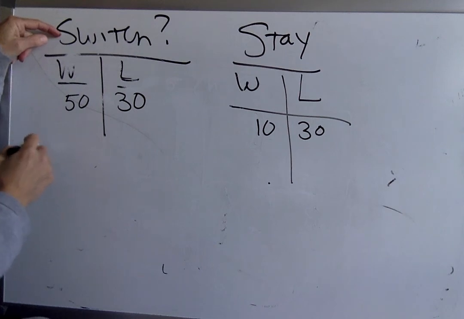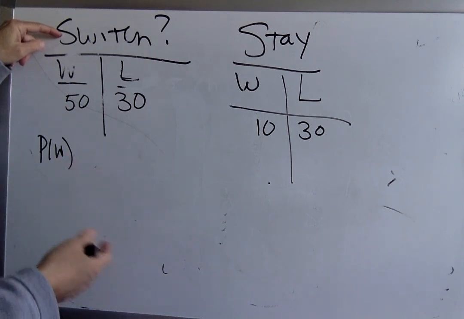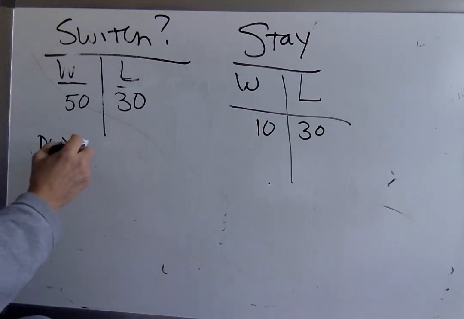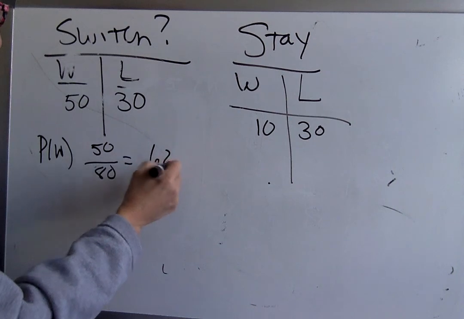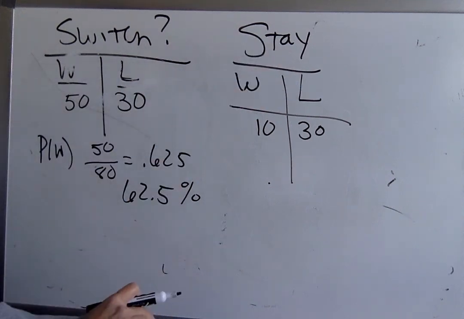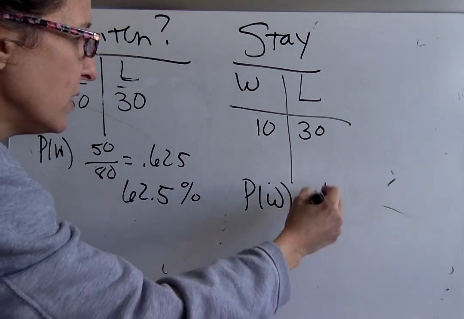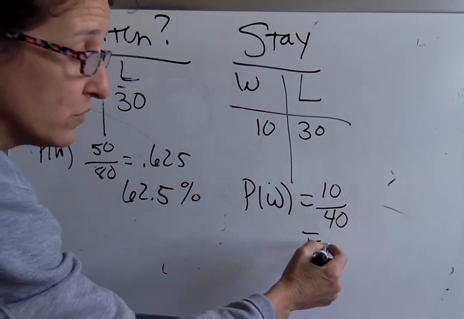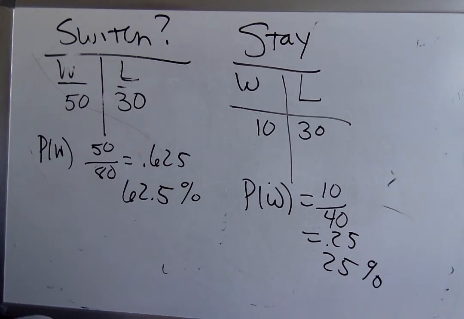So when you switch, the probability of winning, now this is our empirical data. This is not theoretical. This is what we experienced by simulating the game, right? So probability of winning was 50 over 80 total, which is 0.625 or 62.5%. Here, as a class, we stayed with our original pick 40 times. Probability of winning was 10 out of 40, which is 1/4, 0.25 or 25%.